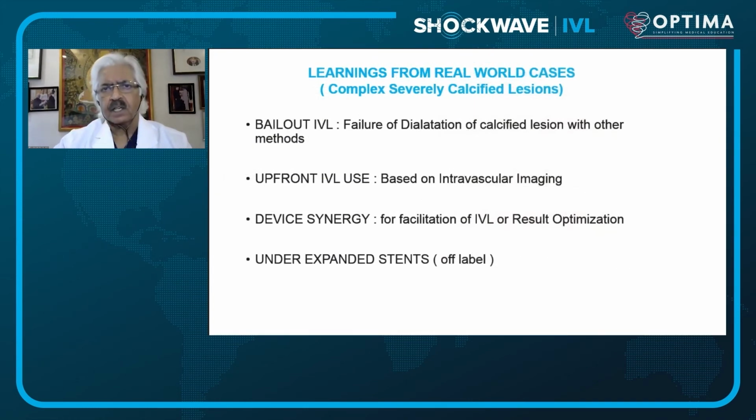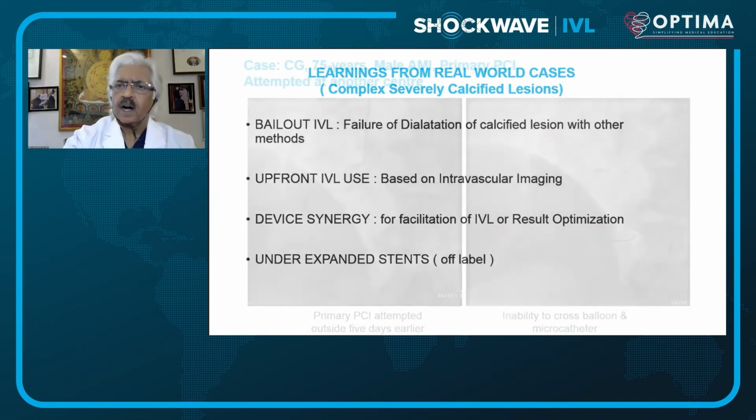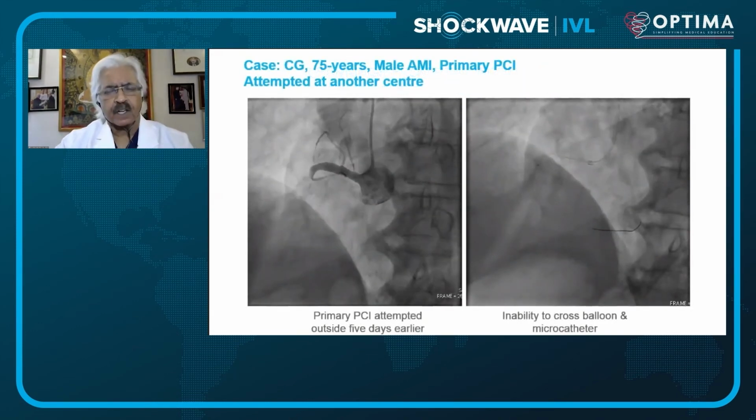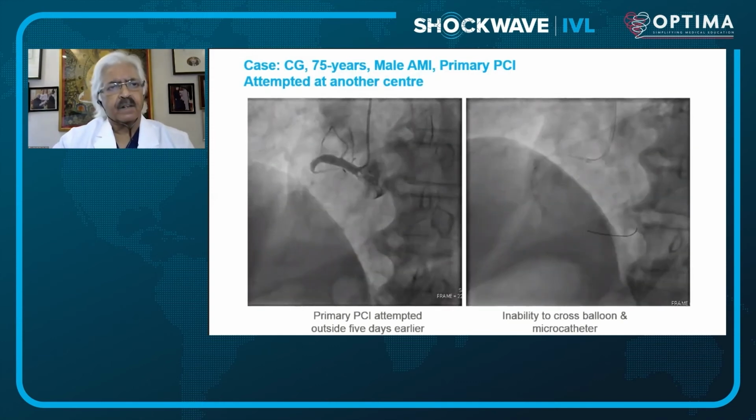The learnings from the real-world cases of IVL in this subgroup of patients revolve around using IVL as bailout for failure to dilate calcified lesions, or upfront use of IVL based on intravascular imaging, which I told you is my upfront strategy in severely and heavily calcified, complex lesions. And of course, we will see a few cases of device synergy for facilitation of IVL or for result optimization, and off-label use of IVL in underexpanded stents. So let's go on to the first case and start understanding what we learned from these cases.